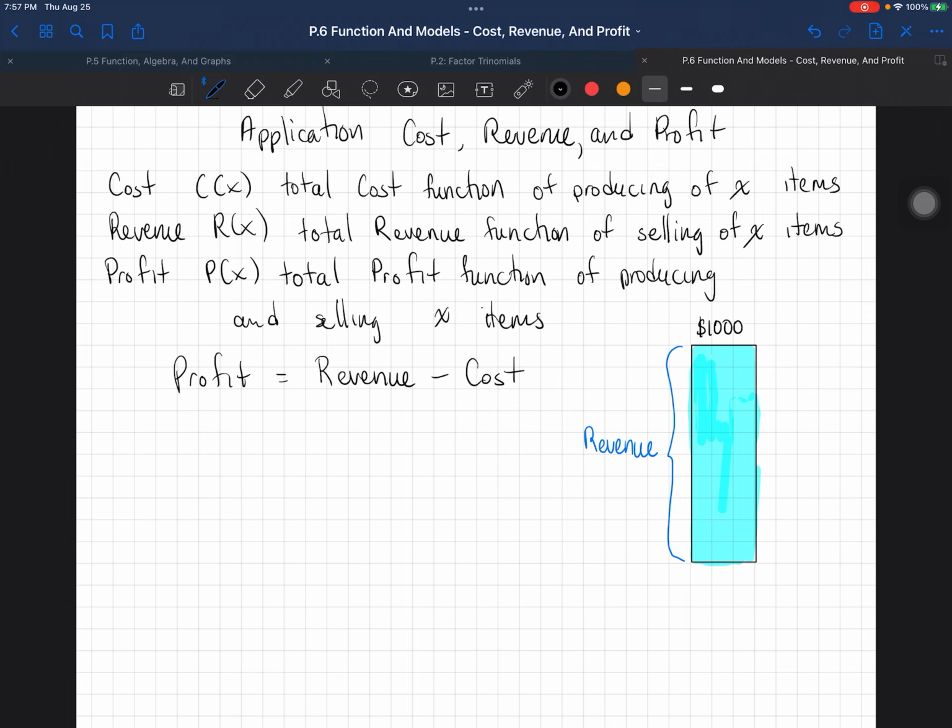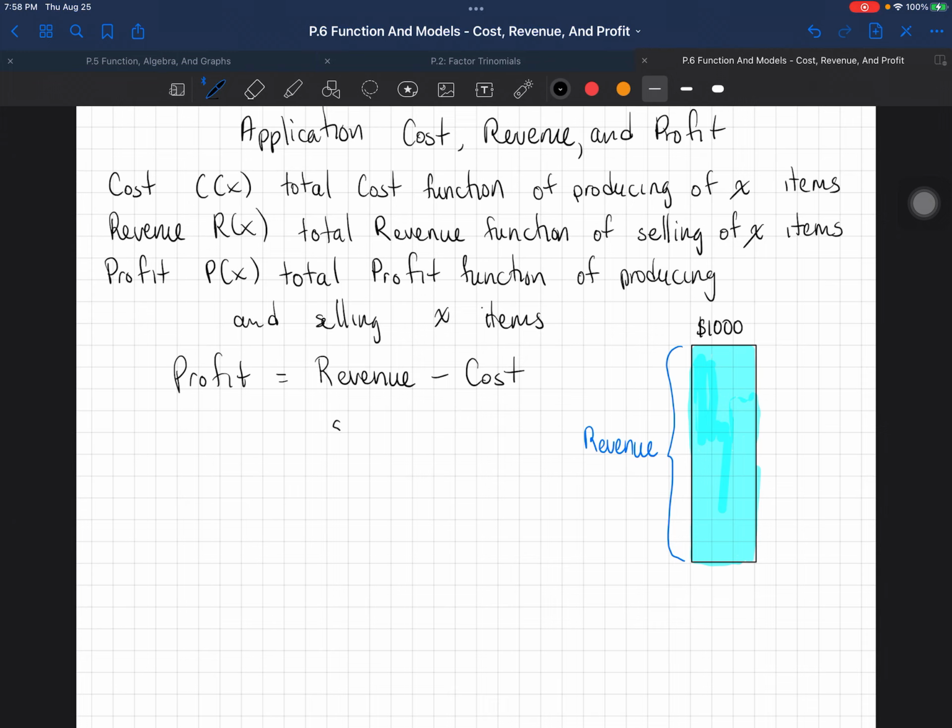So if you want to put it all together, the profit is equal to the revenue minus the cost. So let's try this example. Let's say you are producing bicycles and you sold this number of bicycles, right? Let's say you sold 50 bicycles.